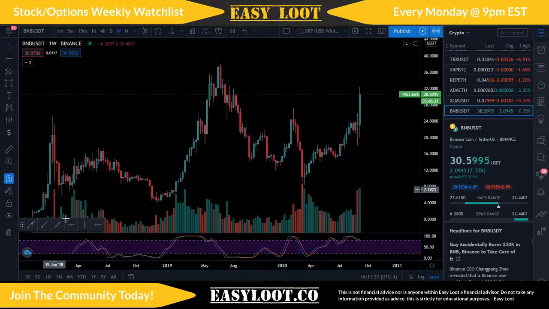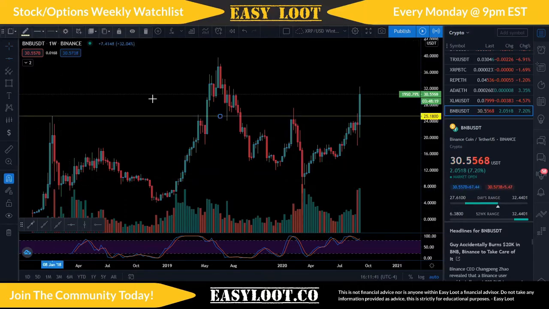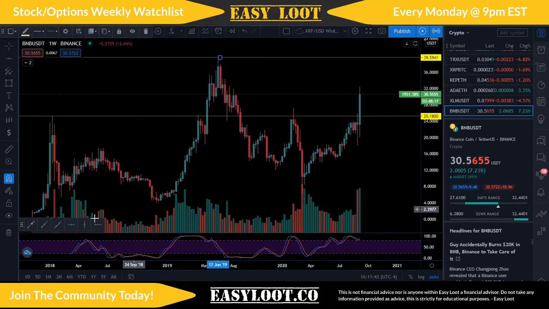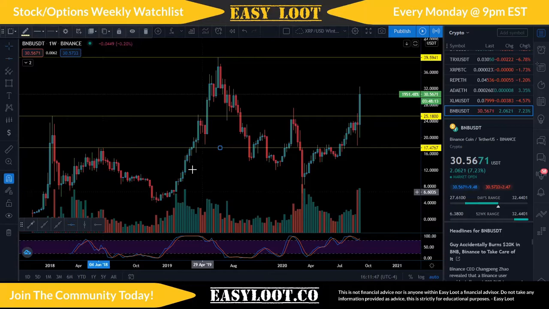So right off the bat, we're going to be looking for these swing highs. You can clearly see that this is a swing high right there. This is a swing high right up here. And this is a swing high possibly right here. So you can see that these levels kind of do fall in place. They're a little bit edgy, but we can play with them.